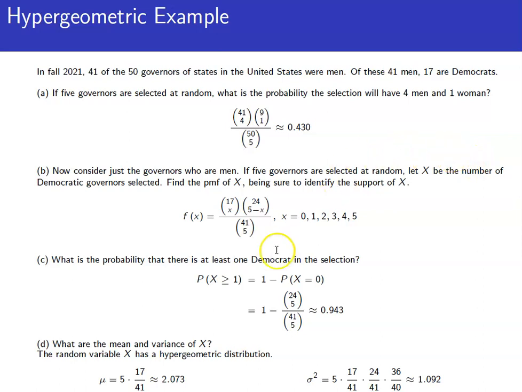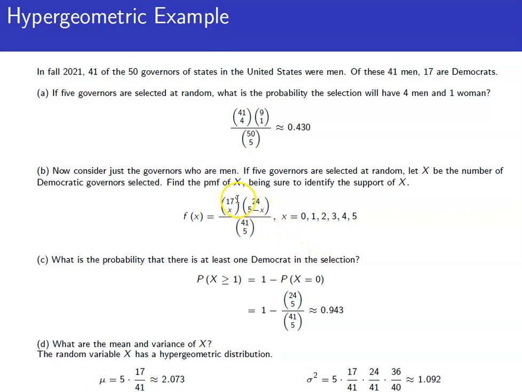All right, so let's look at part B here. We're going to just reduce our sample space to just the male governors, where again we're going to select 5 at random, and now X is going to be the random variable that represents the number of Democratic governors selected. We're asked to find the probability mass function for X here, and to identify the support for X. So this is an example of a hypergeometric distribution, because we have our sample space divided into 2 disjoint groups, and we're doing a selection from the entire sample space and looking to count the number that are in one of the groups.